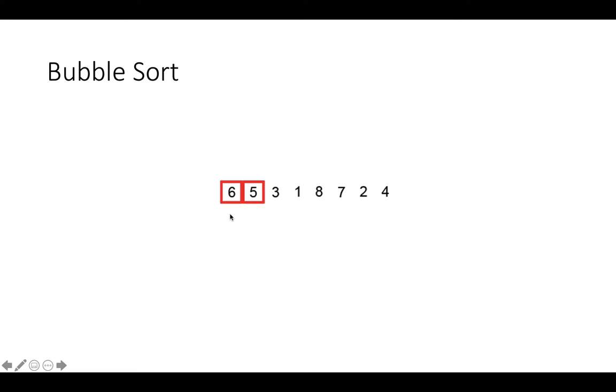So we get an array of numbers. Bubble sort works as the following. It compares the first two elements. If they are not in the correct order, we swap. And then we move one step right. And then we compare the two elements. If they are not in the correct order, we swap.